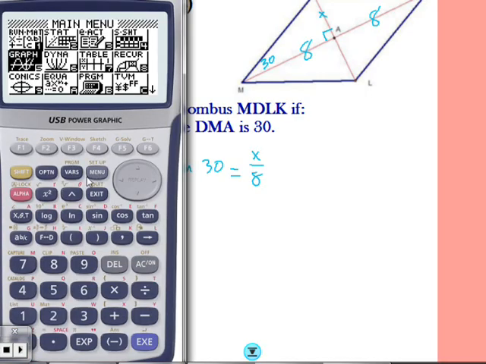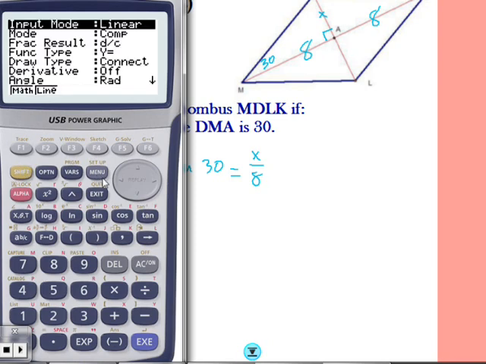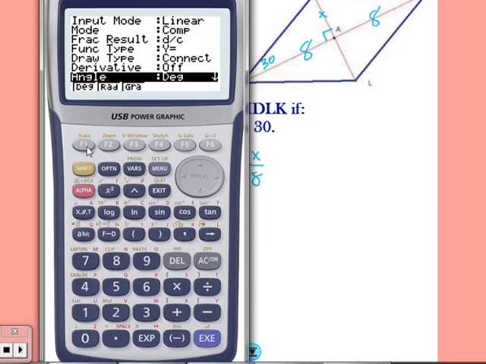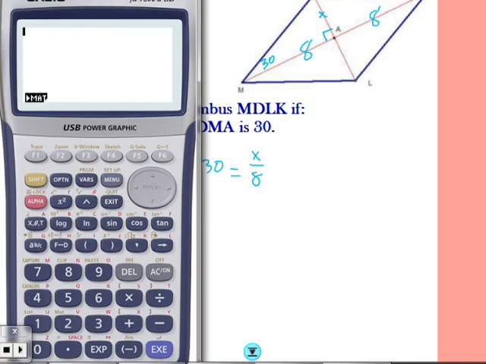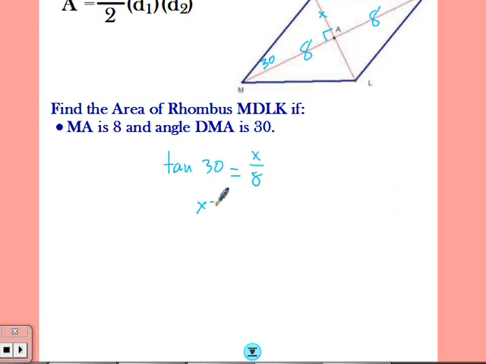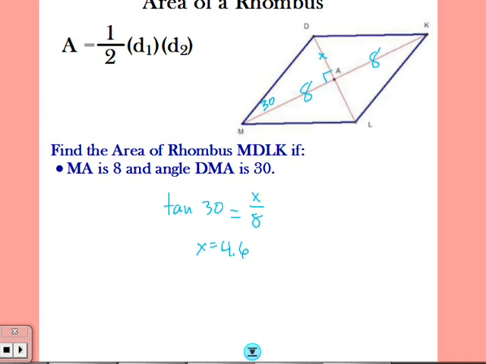I'm going to make sure that I'm in degrees. And I'm going to do 8 times the tangent of 30. And I get 4.6. We'll round it to the 10th. So x is 4.6, which makes this whole diagonal 9.2.